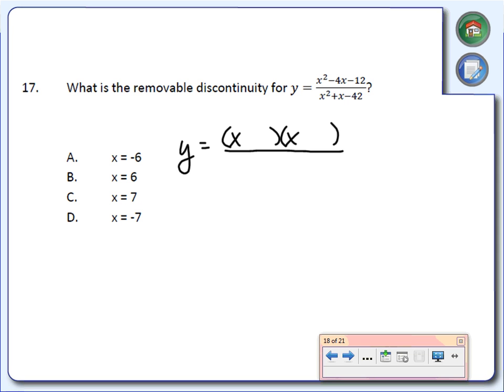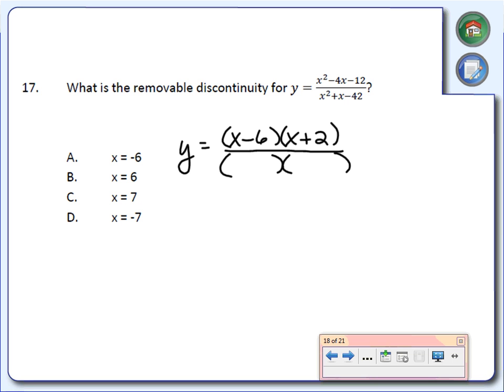What two numbers can I multiply together to get negative 12, but would also add up to a negative 4? Negative 4 and 3 would give me negative 12. However, would that add up to a negative 4? There you go. Negative 6 and positive 2. Notice negative 6 times 2 gives us negative 12, and negative 6 plus 2 gives you a negative 4. Those are your factors for the numerator.